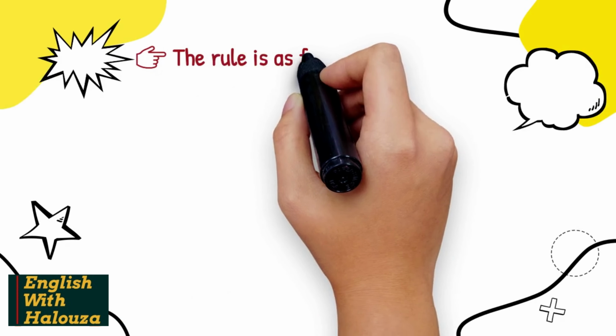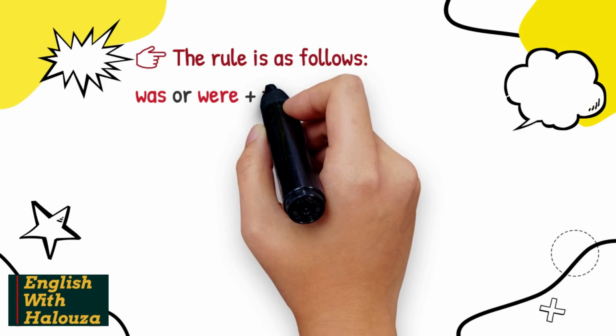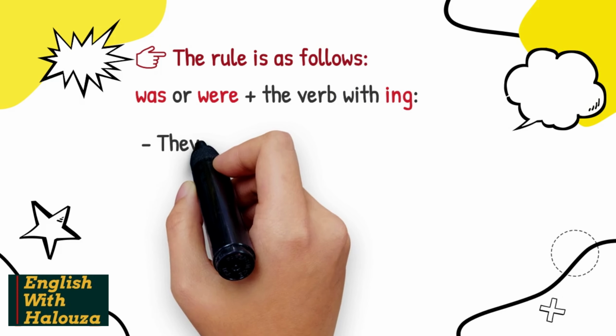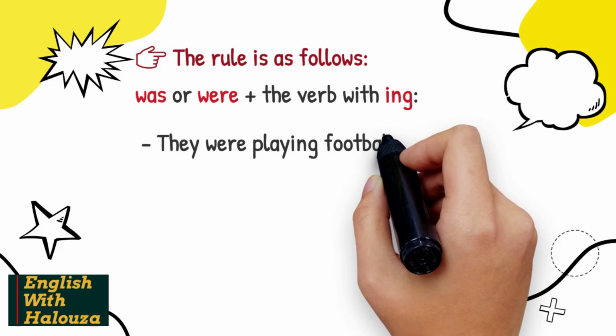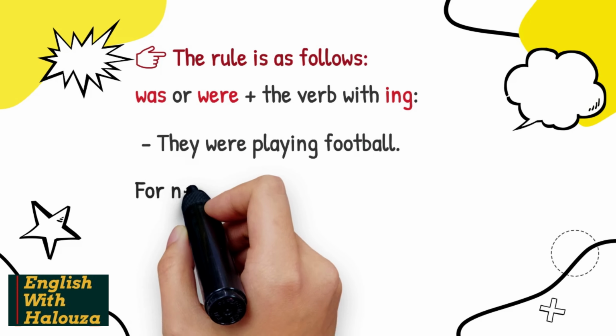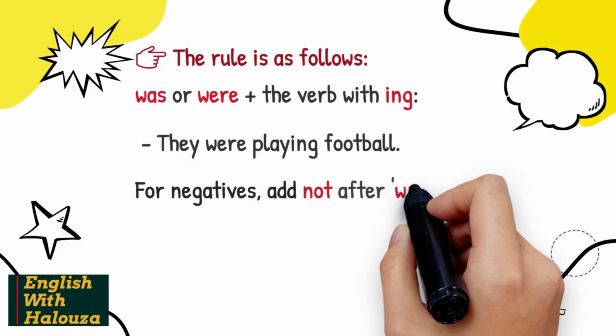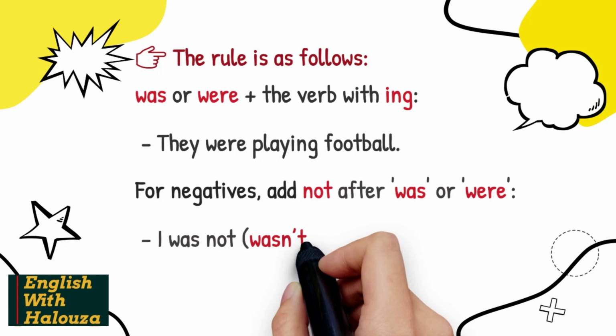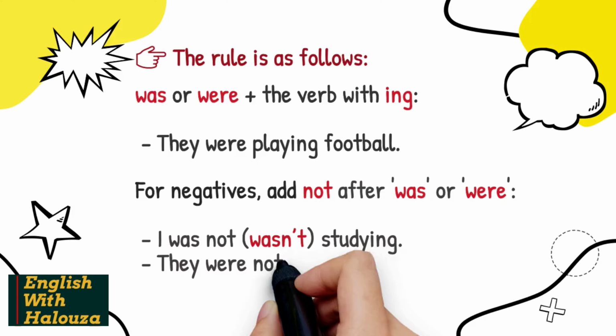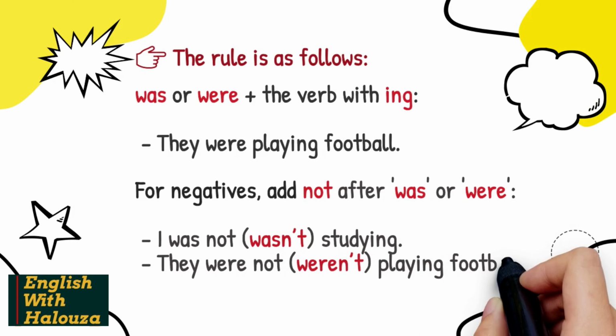The rule is as follows. Was or were plus the verb with ing. For example, they were playing football. For negatives, add not after was or were. For example, I wasn't studying. They weren't playing football.